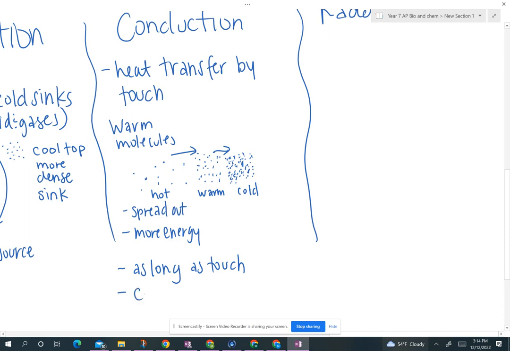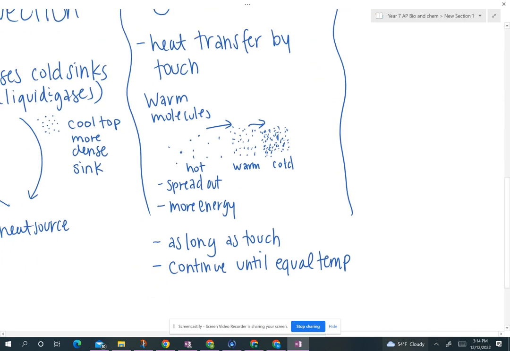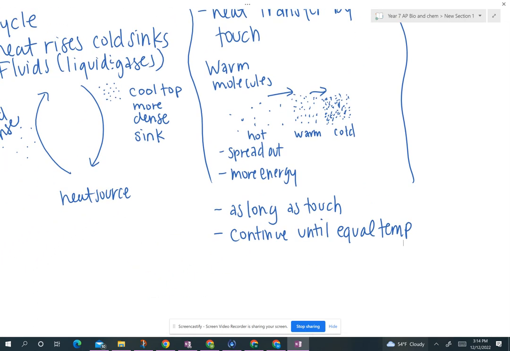And it's going to continue until we reach equal temperatures. So that is that second law of thermodynamics. For this one, I should note that it continues.